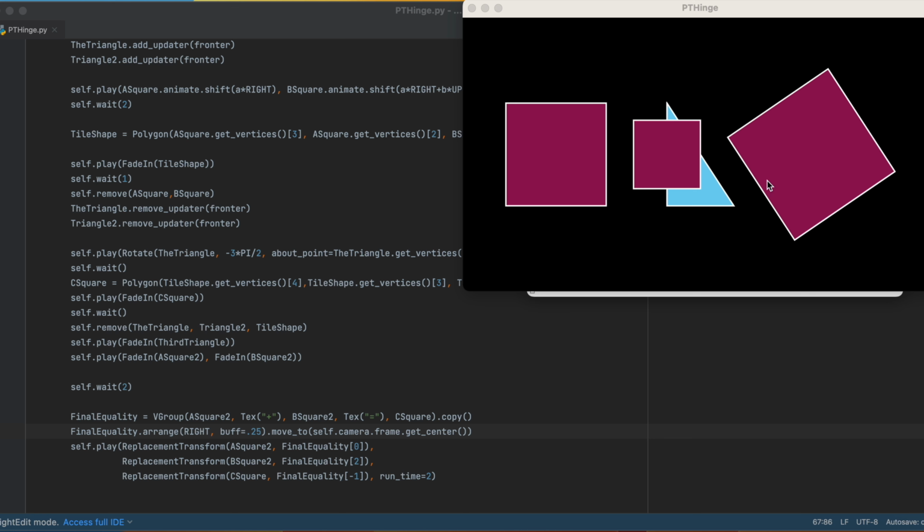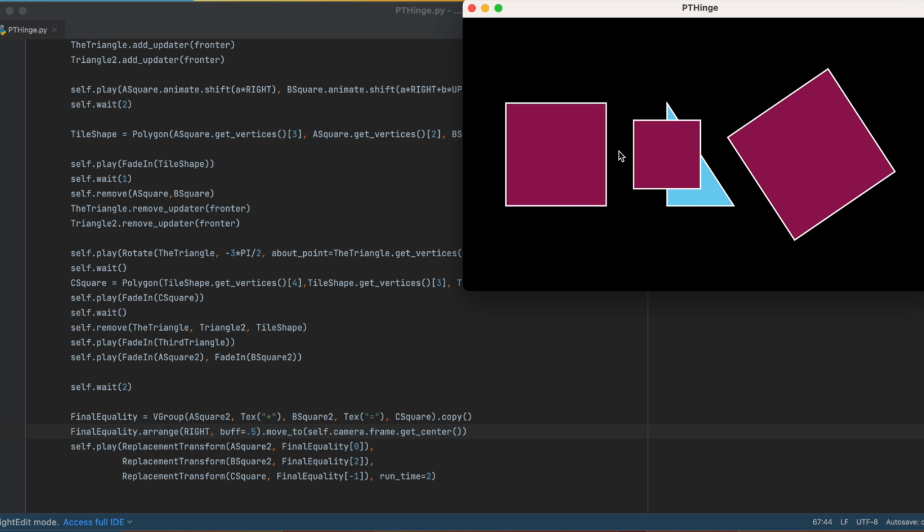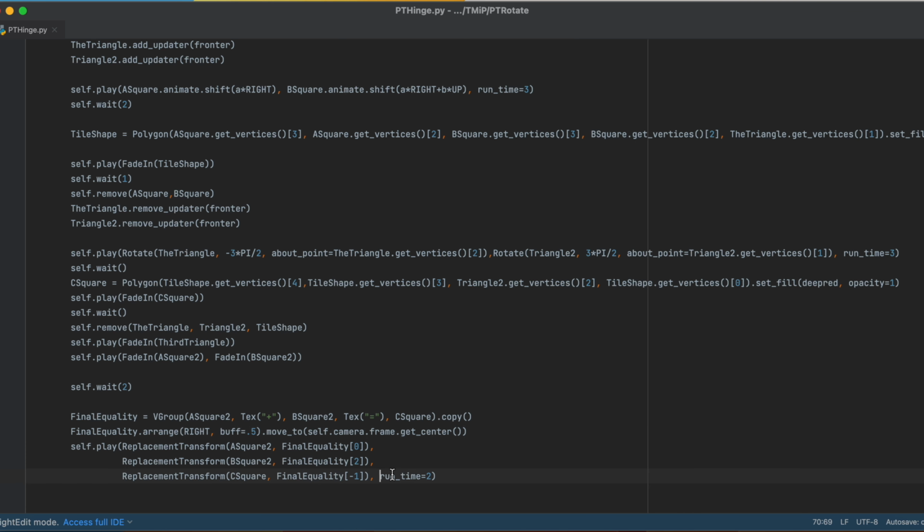So it moved them so that they line up in a line there. I've got a little more space between them, so I'm going to do that. You'll notice also I didn't fade in the plus sign or the equal sign. So I'm going to do that now. I'm going to fade in final equality 1.